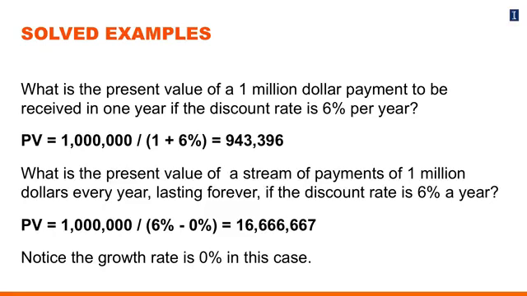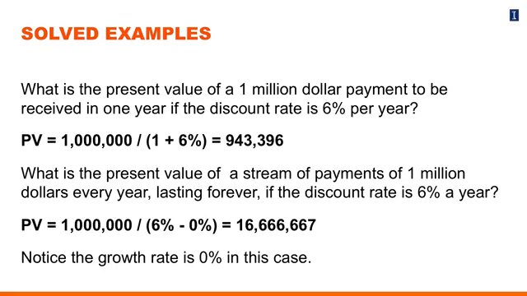If you're dealing with a stream of payments, $1 million every year lasting forever, then you have to use the perpetuity formula. Like I said, that's going to come up over and over again. The discount rate is 6%. What is the growth rate? The growth rate in this case is 0, because the payment is not growing. So all you have to do is divide 1 million by 6%.